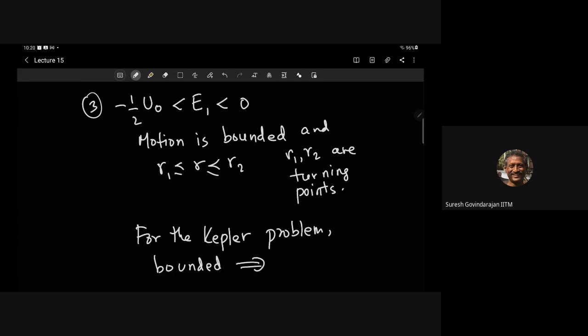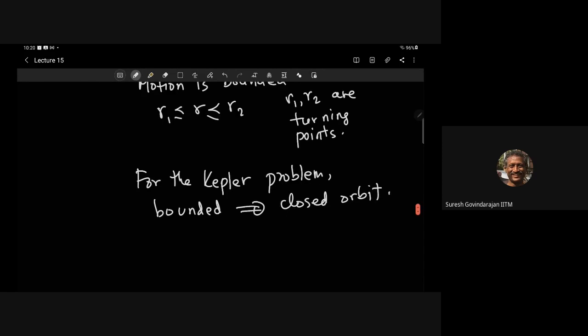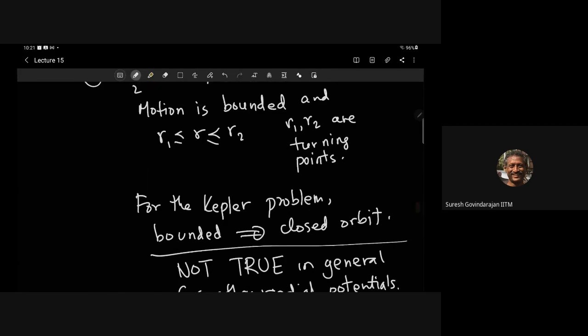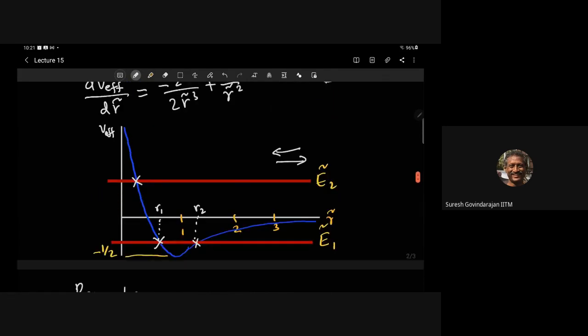Bounded implies closed orbit. Okay. Not true in general for other potentials. Suppose we have some other potential. We can still plot this kind of V effective like we did here, and we can talk about turning points, etc. Let's say there is something which is exactly similar to this. Then what we will see is that it doesn't happen.